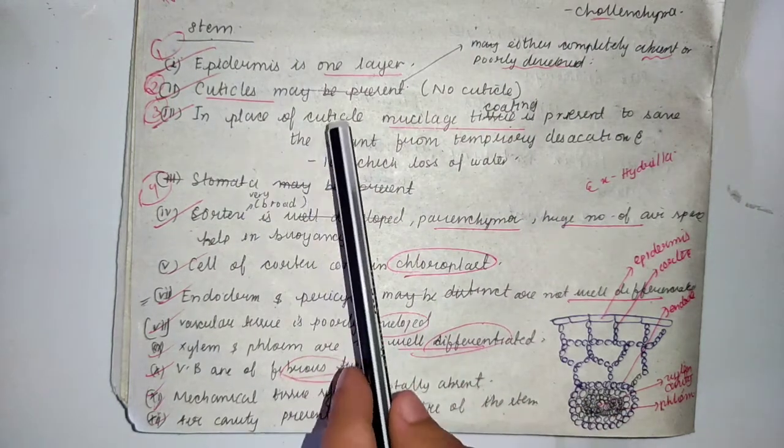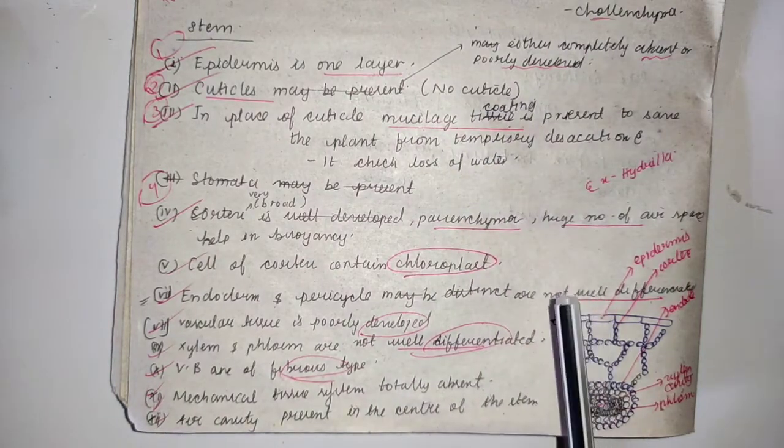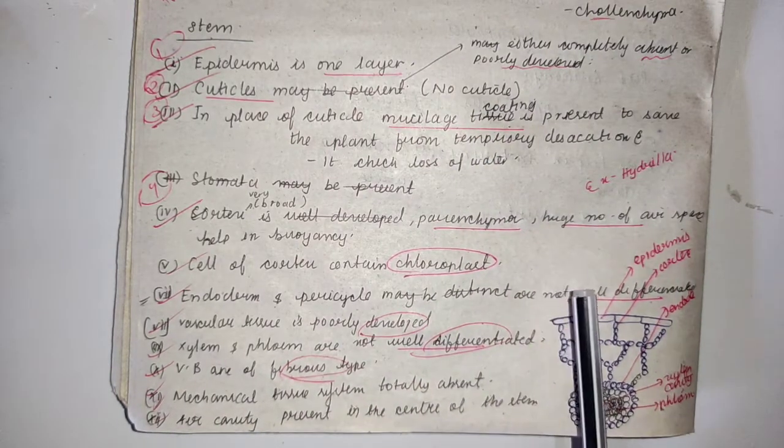In place of cuticle, a mucilaginous coating is present in the stem of submerged hydrophytes.